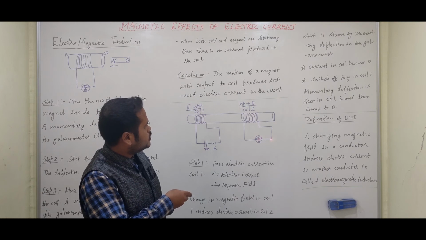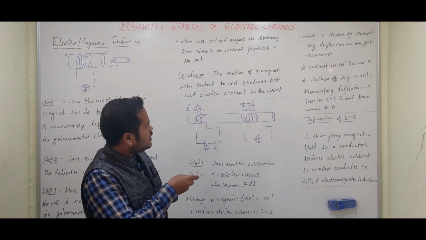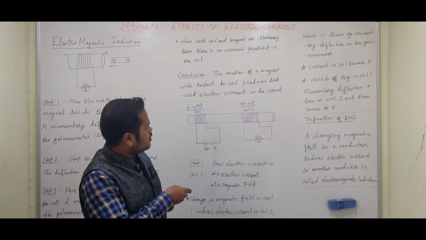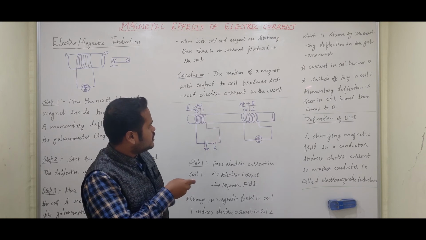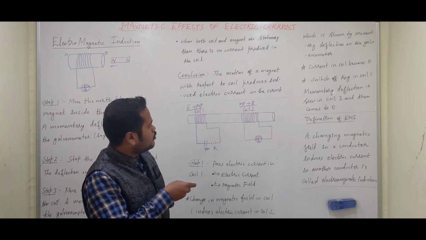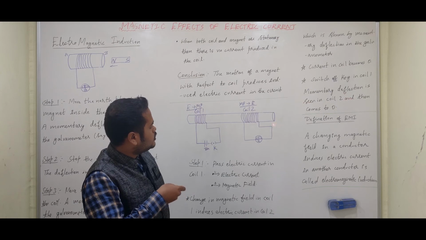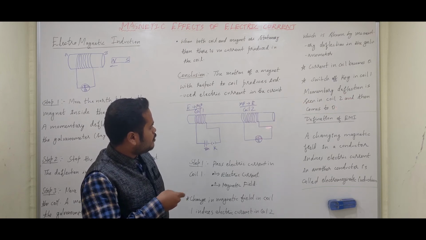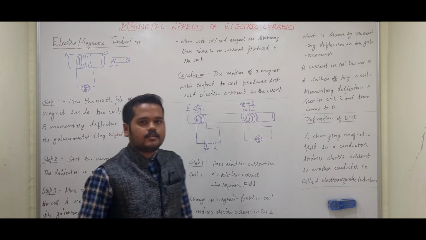Let us say it moves towards the right. Next, the current in the coil becomes 0. The moment you switch off the key in coil 1, there is a momentary deflection which is seen in coil 2, say towards the left, and then it comes back to 0, right?